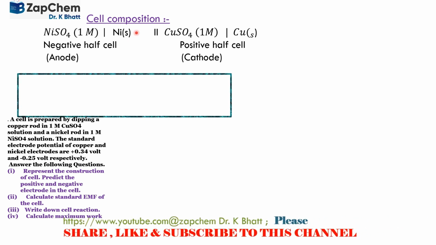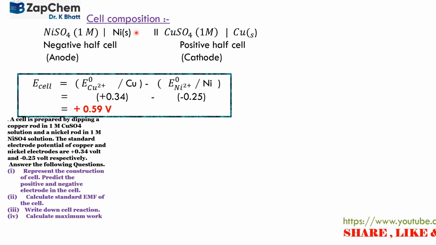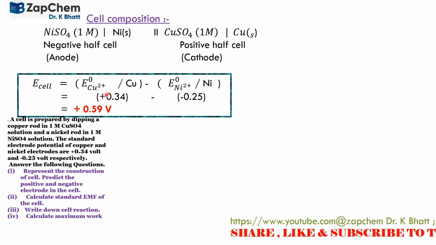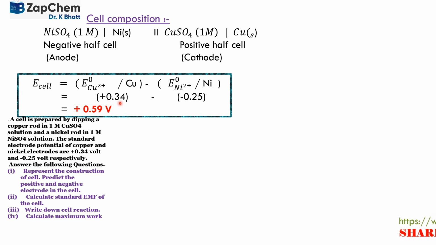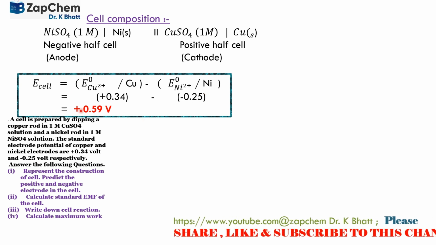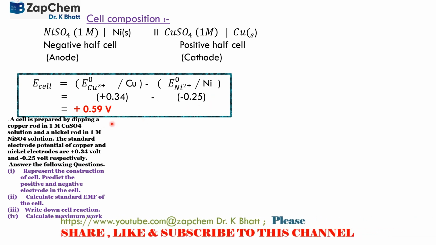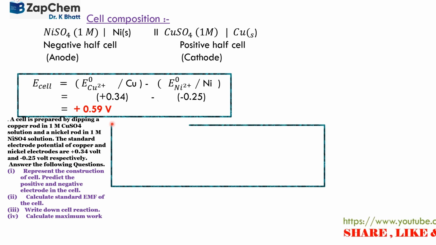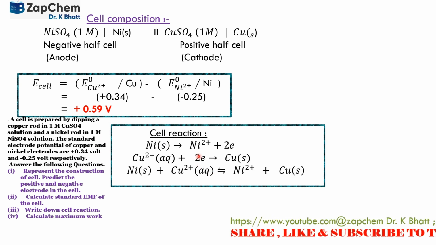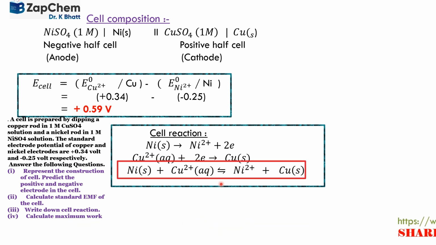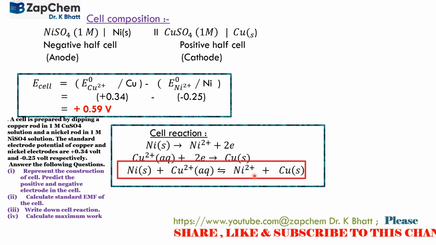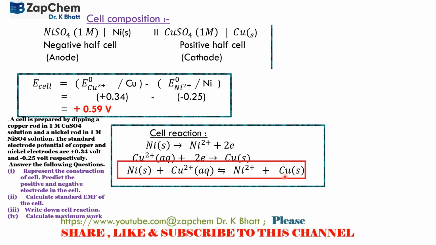Next part of the question is calculating E cell. E cell is equal to E° Cu2+/Cu minus E° Ni2+/Ni, and putting in the values here you get 0.59 volts. That's the correct answer. Similarly, next question, cell reaction. This represents the cell reaction here, and the final reaction is Ni(s) + Cu2+(aq) giving Ni2+(aq) and Cu(s).